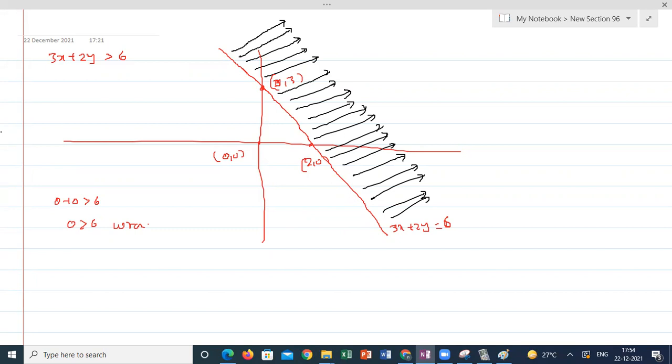That is how to solve linear inequalities of two variables. Is it clear? Yes, sir. So we'll go for one question, and we'll wind up the session.